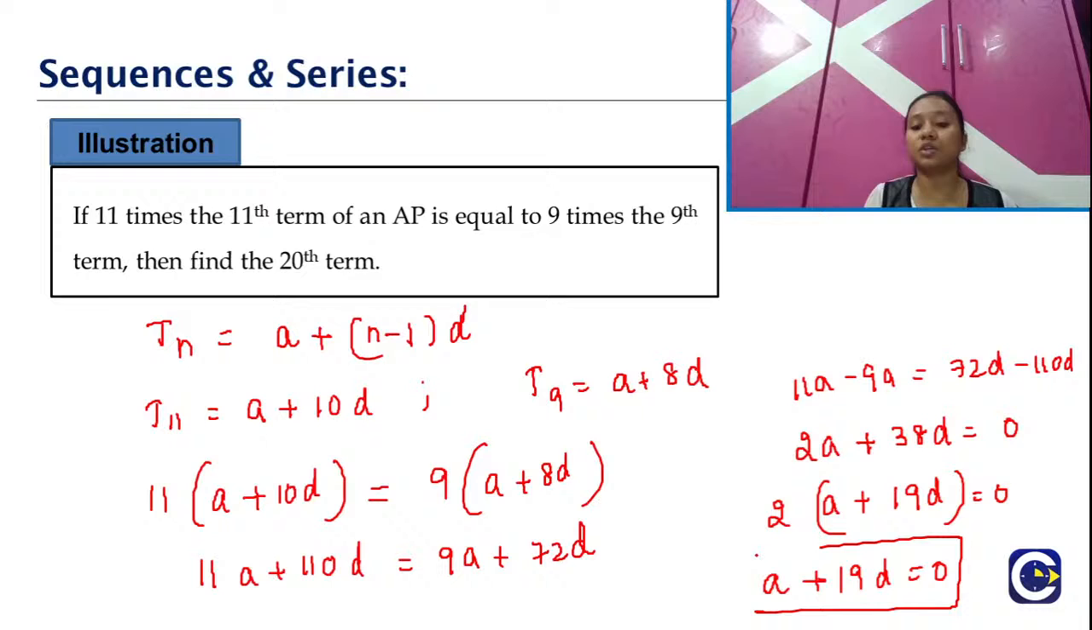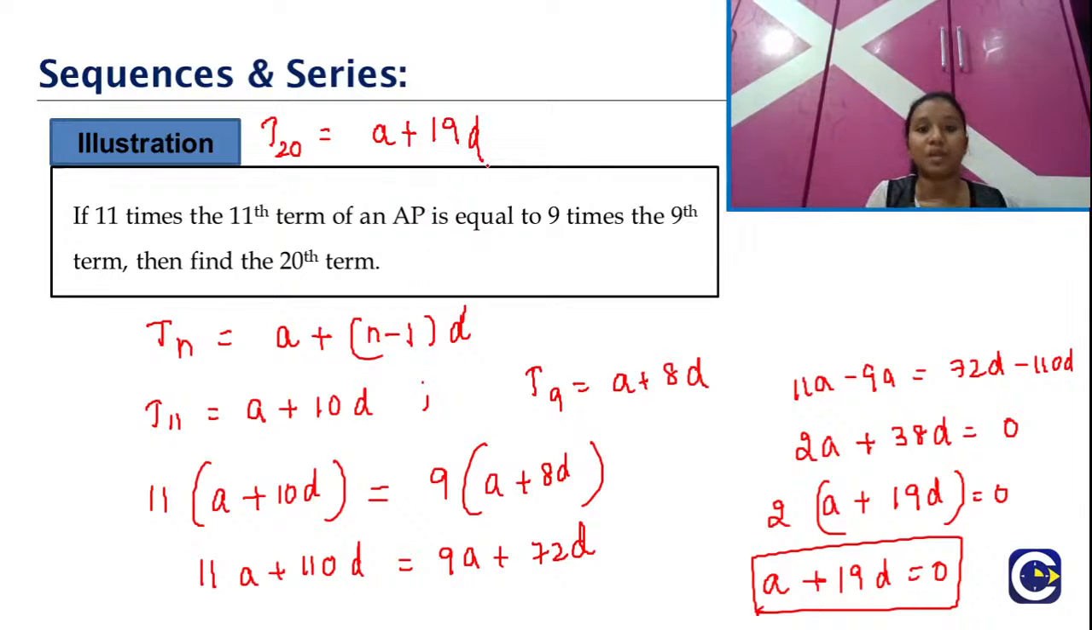So what is the question they asked? They have asked that we have to find the 20th term. So the 20th term, that is T20, equals, according to the formula, a plus (n minus 1), that is 20 minus 1, 19d. So a plus 19d. Just now we derived the condition a plus 19d is equal to 0. That means the 20th term will be equal to 0. We have applied the general term of the arithmetic progression as well as the condition given in the question, so we could easily get the answer here.